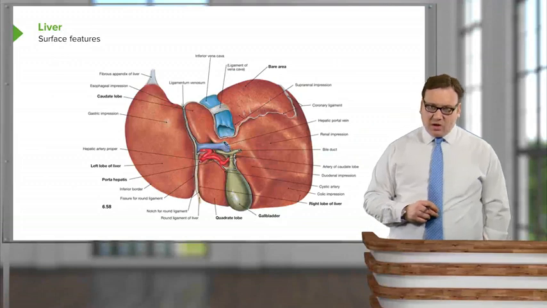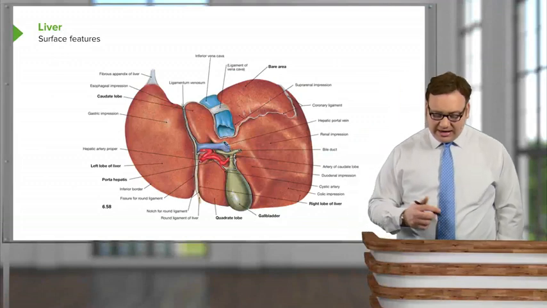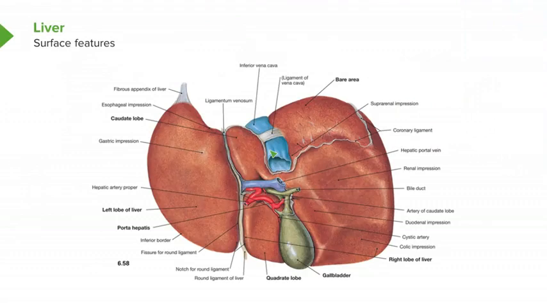So here we can see the posterior surface of the liver. We can see again we have this right lobe over here, and this left lobe, which is here. But we can now see for the first time two other lobes positioned here and here. One is positioned next to the inferior vena cava, the other next to the gallbladder.